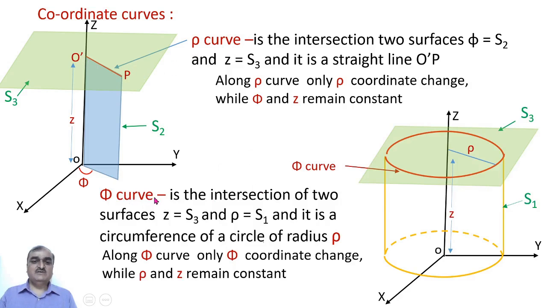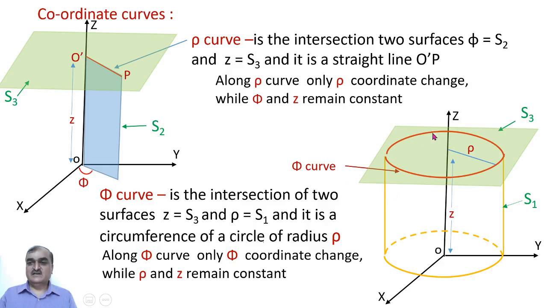Then the second curve is a phi curve. Phi curve is the intersection of the rho surface and the z surface. Rho surface is a cylinder. This S1 is a cylindrical surface. And the z surface is this plane perpendicular to the z axis. The intersection of this cylinder and plane is this circle, this red circle. This red circle is the phi curve.